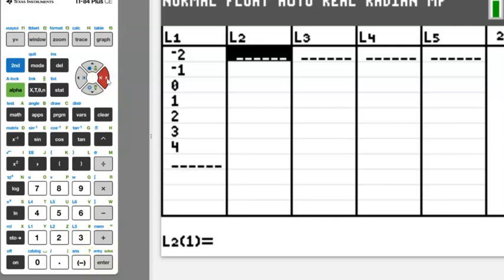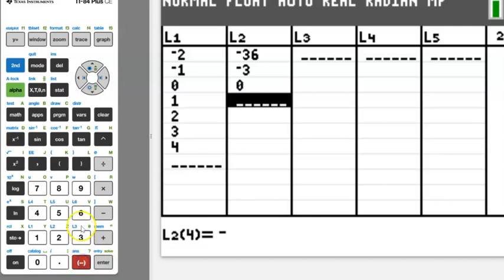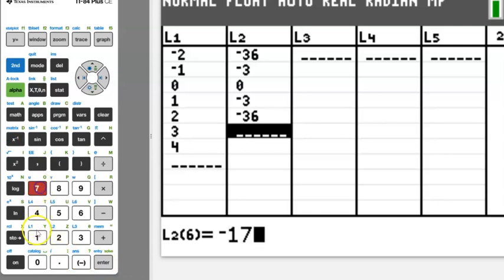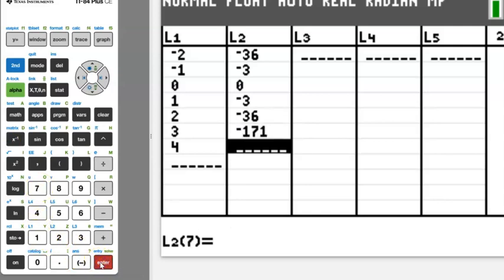And then you scroll to the right to enter the values of y. We have negative 36, enter. You have negative 3, enter. You have 0, enter. You have negative 3 again, enter. You have negative 36 again, enter. You have negative 171, enter. And then you have negative 528, and then enter. So confirm that you have all the data needed, and there we are good.